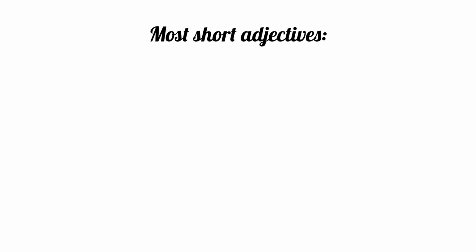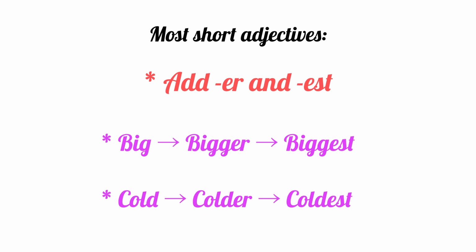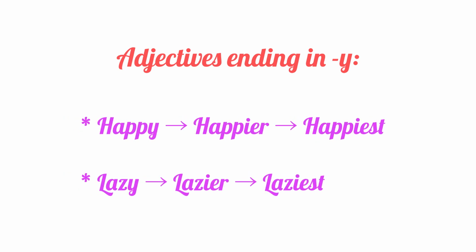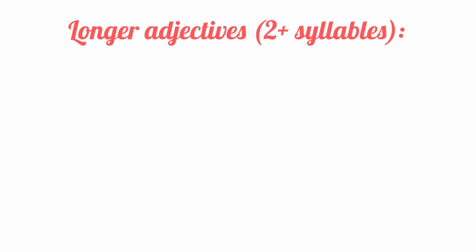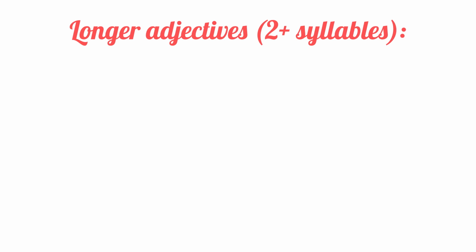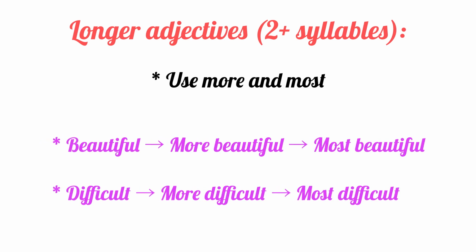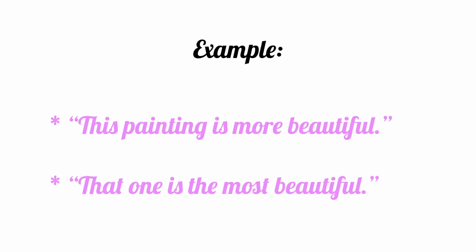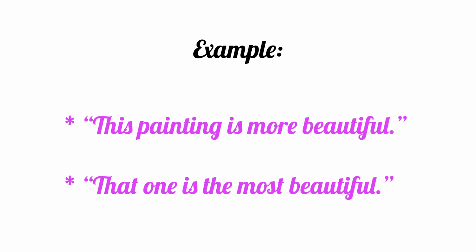Most short adjectives add er and est: big, bigger, biggest; cold, colder, coldest. Adjectives ending in y: happy, happier, happiest; lazy, lazier, laziest. Longer adjectives, two plus syllables, use more and most. Beautiful, more beautiful, most beautiful. Difficult, more difficult, most difficult. Example: this painting is more beautiful. That one is the most beautiful.